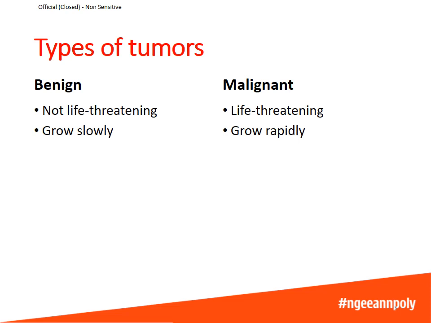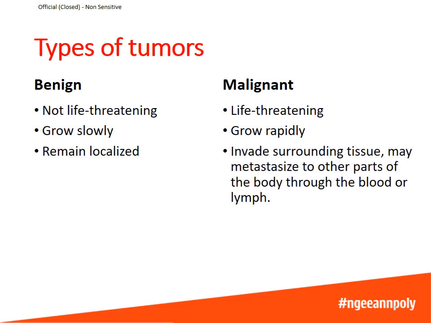Benign tumors tend to grow slowly, whereas malignant tumors tend to grow rapidly. Benign tumors tend to remain localized, meaning the cells will not spread out of the tumor. Whereas for malignant tumors, the cells can invade surrounding tissue, and they can even move to other parts of the body if they enter through the blood vessels or the lymph.